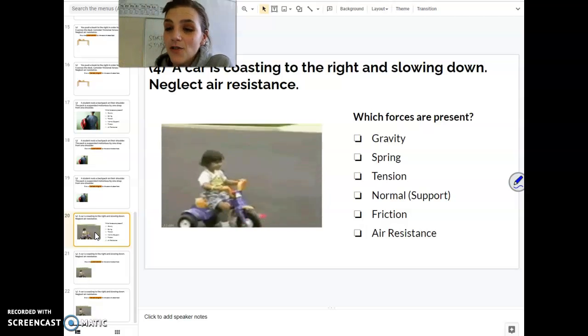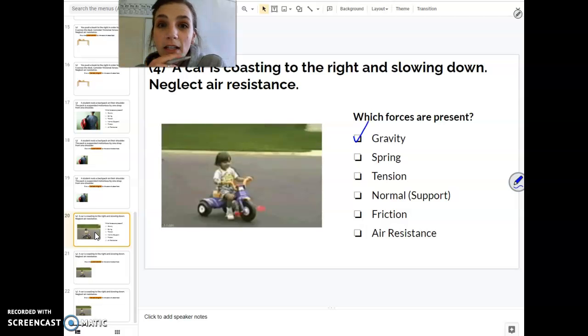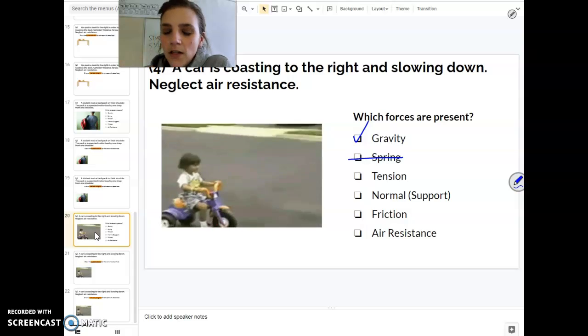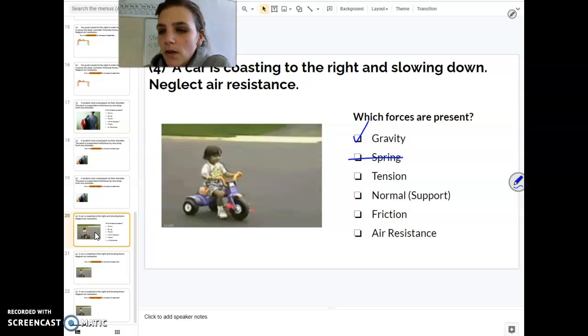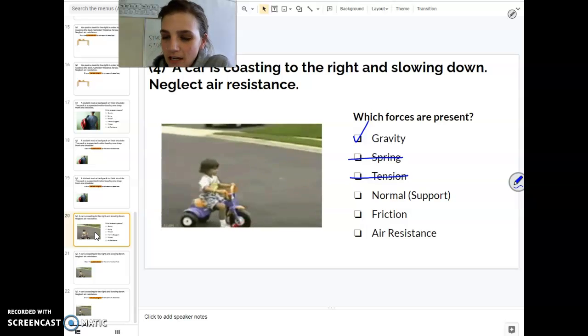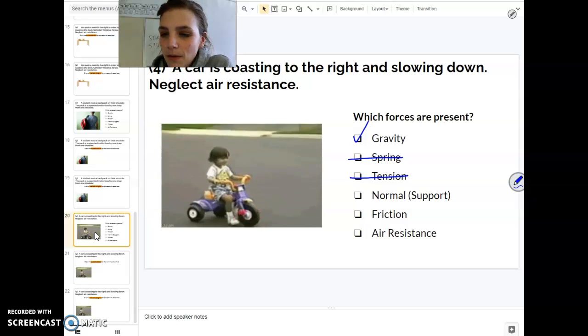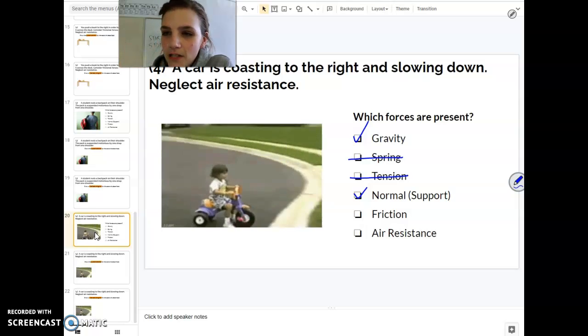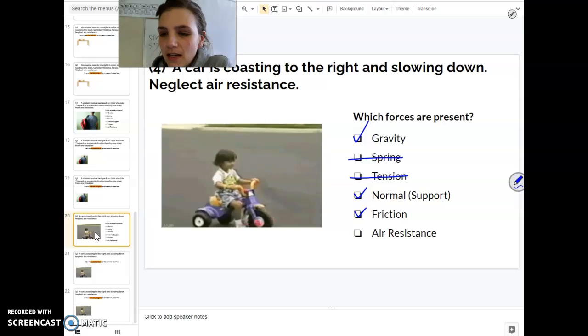Well, obviously there's gravity, because otherwise the cars would be floating like in Back to the Future. There's no springs, so there's no spring force. There's no cables, wires, leashes, ropes, whatever, so there's no tension force. Is there a normal force? Yes, because otherwise the car would be sinking all the way through the road. Is there friction? Absolutely, because that car is slowing down.